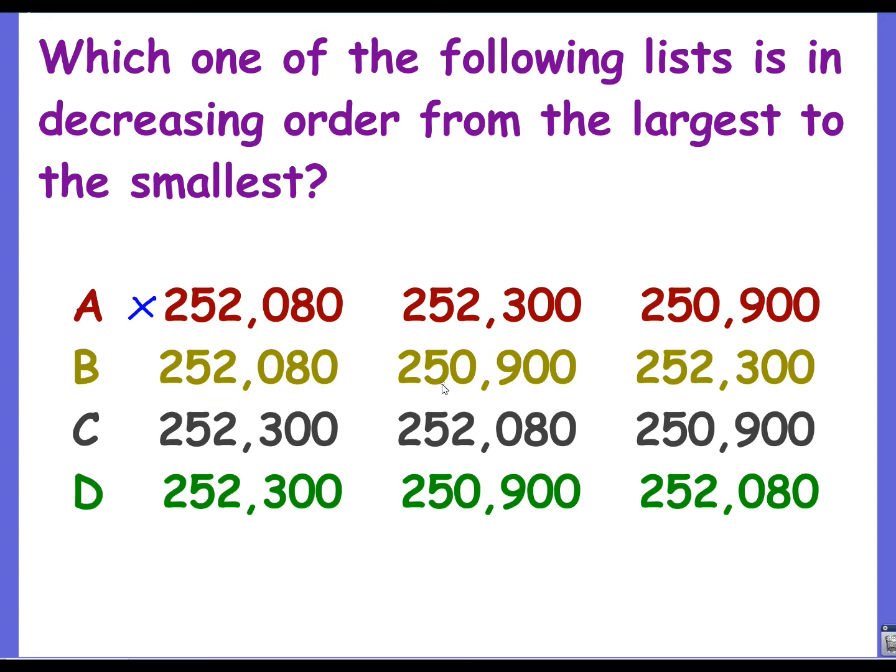252,080 to 250,900 is decreasing, based on our thousands. But 250,000 going up to 252,000 means it's going up again. So this is going in the wrong order, so we can discount B.